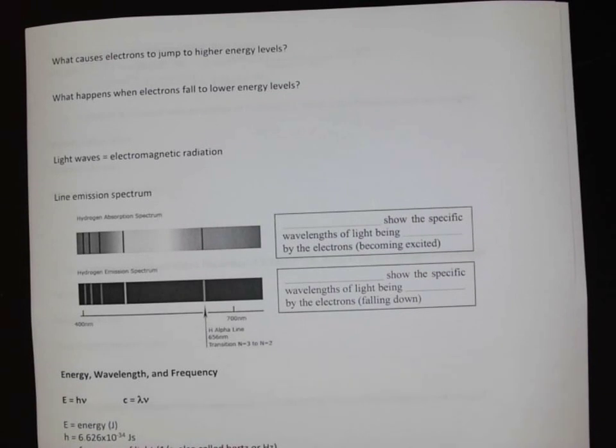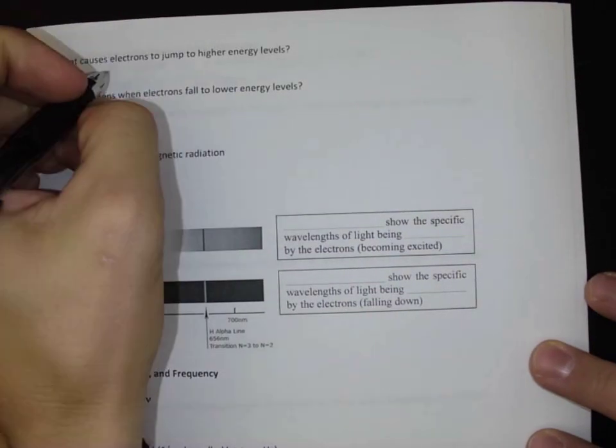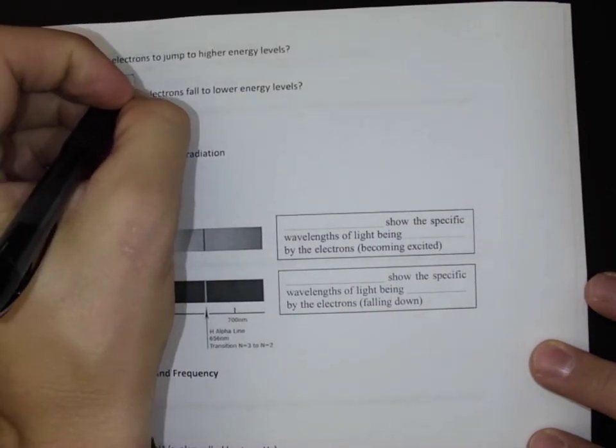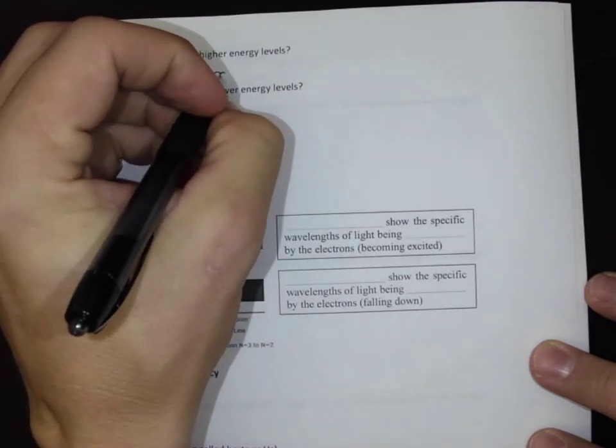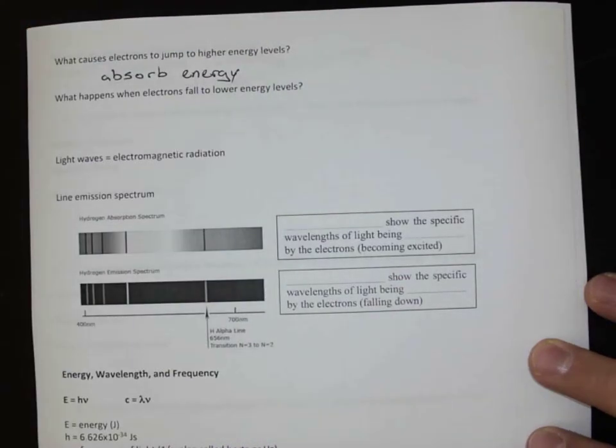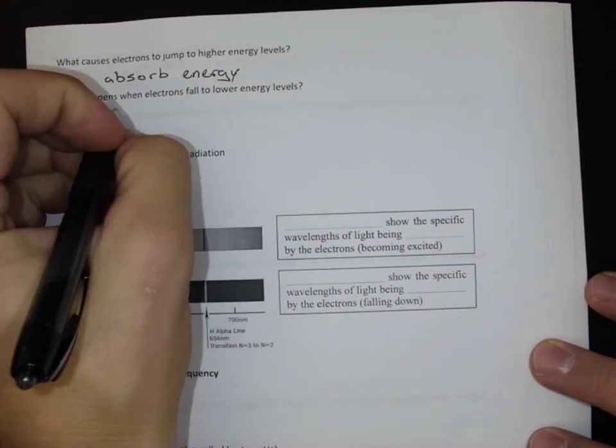All right, guys, we're going to go through some energy, wavelength, and frequency calculations here. So first of all, let's remember electrons, what causes them to jump to higher energy levels. If they're going to go to higher energy levels, they have to be absorbing energy. When they absorb that energy, they're able to jump to the higher energy levels. When they fall back down, they have to release energy.